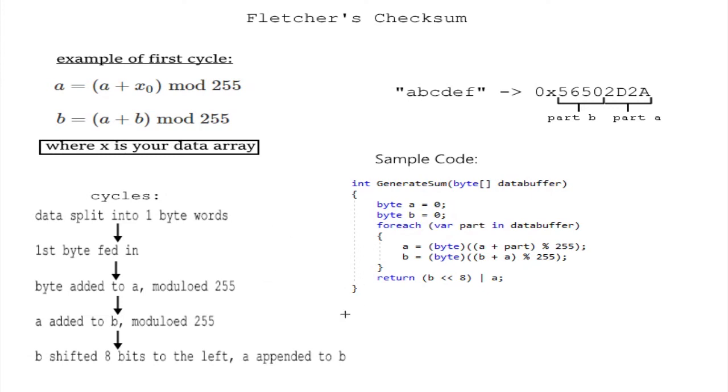This is kind of just extra information. It's just our cycles put into words. So yeah, that is Fletcher's checksum. It is, for reasons that I could not fully describe, a lot more secure than a regular checksum.